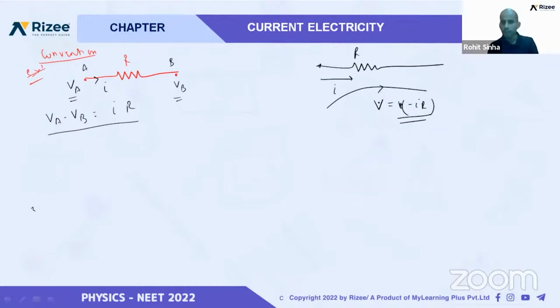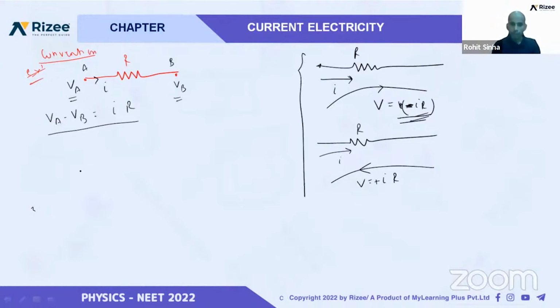What is my convention? If I am moving along the direction of current, I will take minus of the potential difference. I repeat once more: if I am moving along the current, I will take minus of the potential difference. Suppose R is here, current is flowing here, and we are moving in this direction, then we will take the potential difference as I into R, with a positive sign, because we are moving opposite to the direction of current.